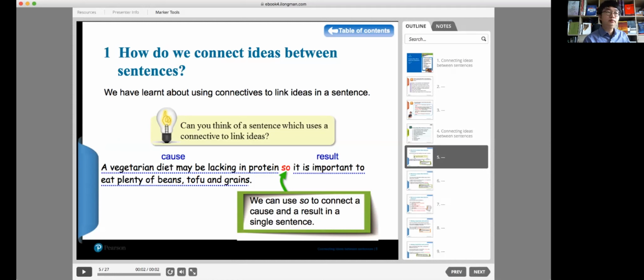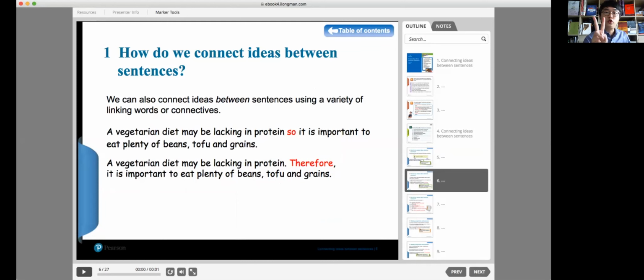Look at here. We can also connect ideas between sentences. Between sentences. It means that in the sentence, there may be two parts using a variety of linking words or connectives. So we have this example. Now look at this example. We have two different sentences this time. But this time, we are not using the connective so. What are we using? Look at here. We are using therefore.